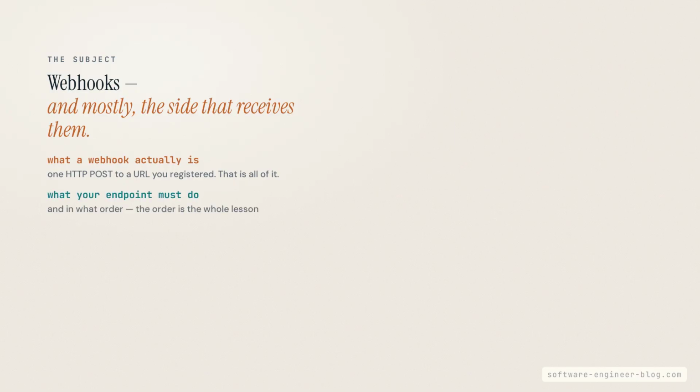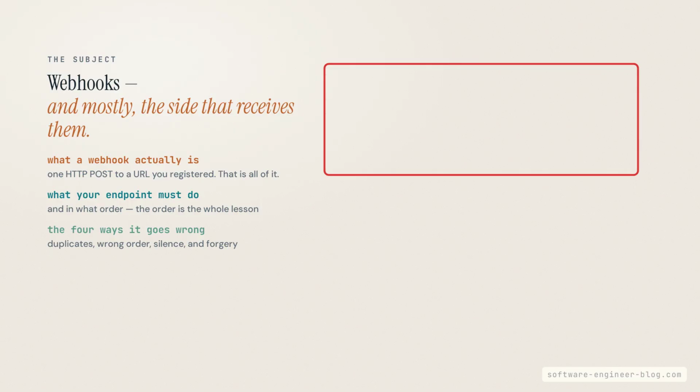So let us name the subject. This video is about webhooks, and mostly about the side that receives them. 3 things. First, what a webhook actually is. It is one HTTP post to a URL you registered. That is all of it. Second, what your endpoint must do and in what order. The order is the whole lesson. Third, the 4 ways it goes wrong: duplicates, wrong order, silence, and forgery.